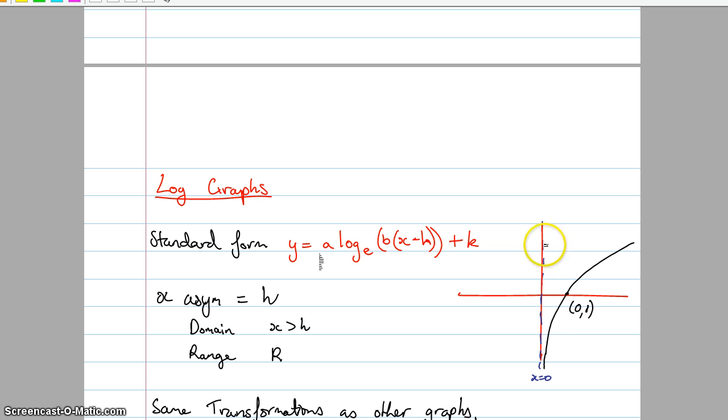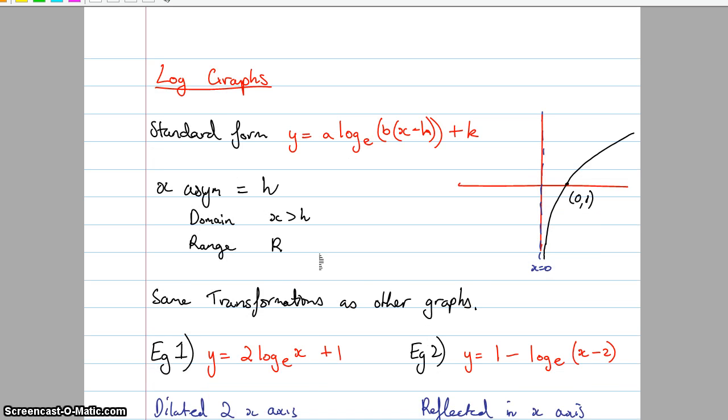The x asymptote is x equals 0. The domain is everything greater than the asymptote, in this case x equals 0. And the range is all real numbers, which is very similar to the exponential graphs. It's just these two things are swapped, because that's what inverse does, but we'll look at that a little bit later. The same dilations, translations, and reflections apply to all of these graphs, so I won't go through all of those again as I went through those in the exponential ones. I'll just show you some examples for this.